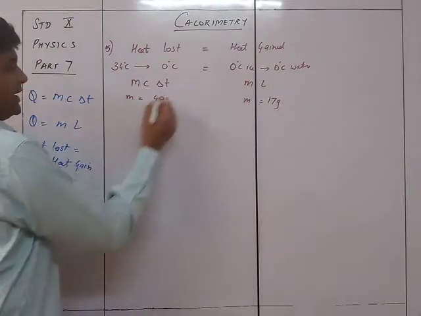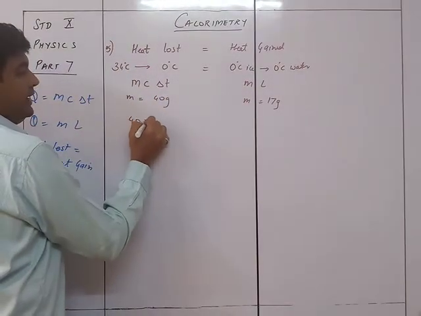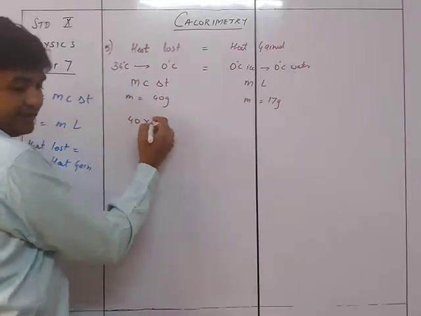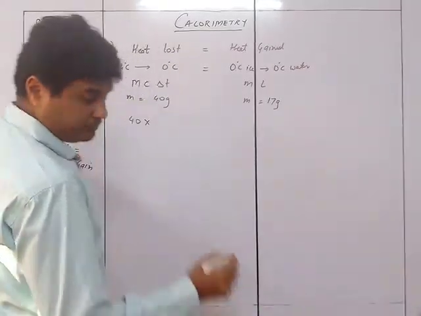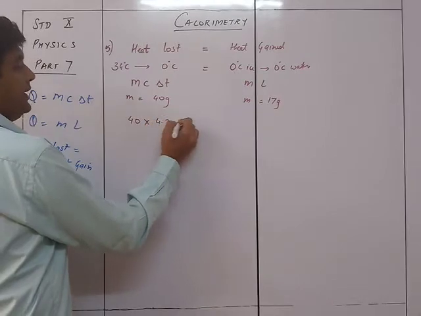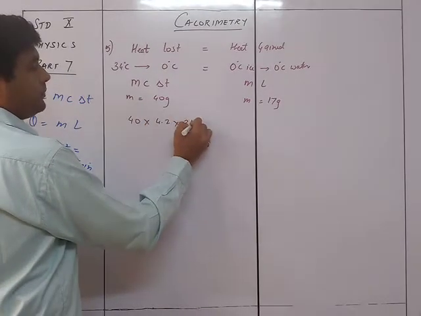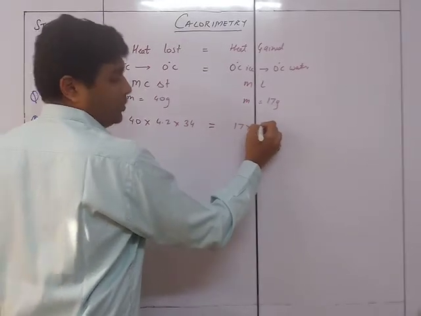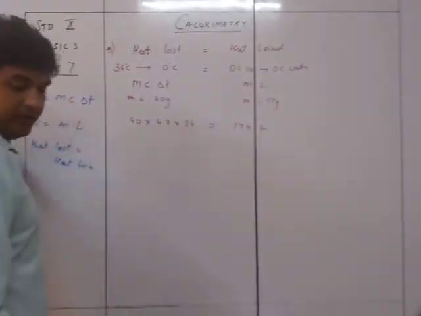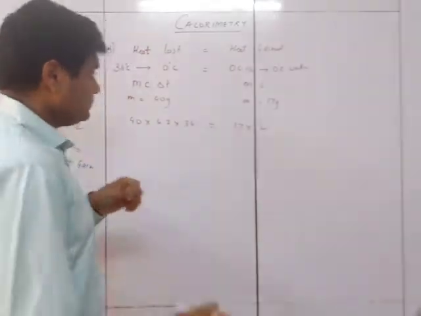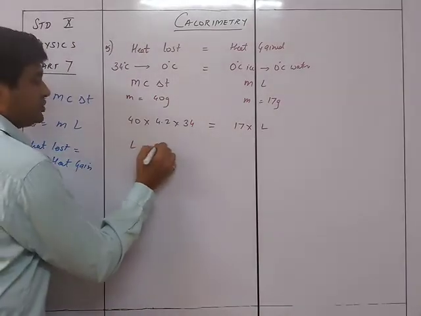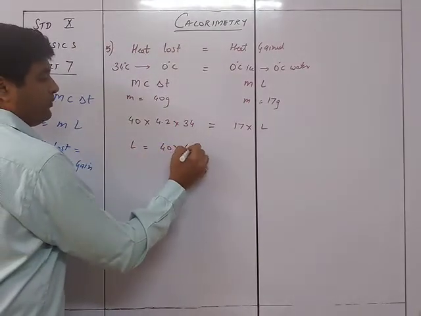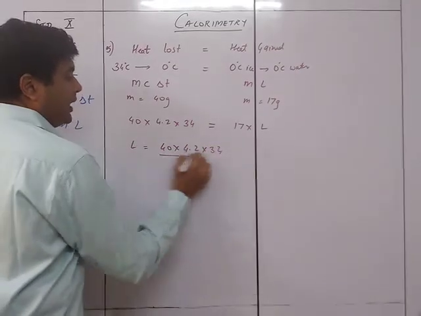We have over here mc delta T. It is 40 into C, which is given as 4.2, into delta T, which is 34, is equal to ml, that is 17 into L. We need to find out the L. So that will be L is equal to 40 into 4.2 into 34 upon 17.